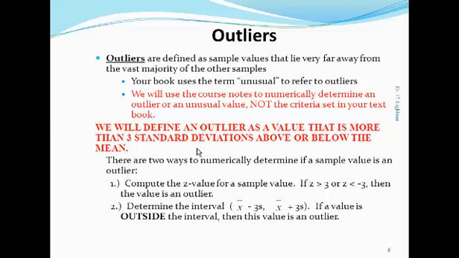Outliers. Outliers are values that are unusually large or unusually small compared to the other values in the data set. In this course, we will define an outlier as a value that is more than 3 standard deviations above the mean, meaning its z-score is greater than positive 3, or more than 3 standard deviations below the mean, which means that its z-score is less than negative 3.